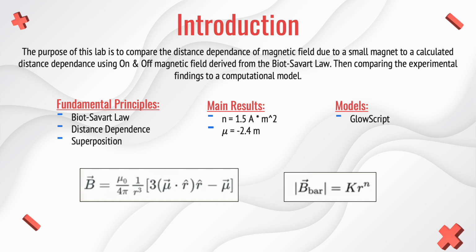The fundamental principles in this experiment are the Biot-Savart law, which is the first equation below, distance dependence, which is the second equation below, and superposition. The main results of this lab are that we got n as about 1.5 and mu as negative 2.4. And the model that we use for the computational model is Close Script.